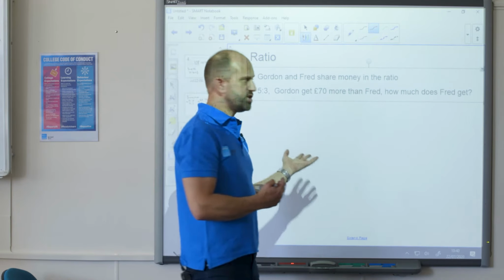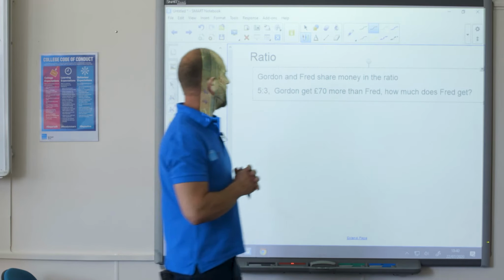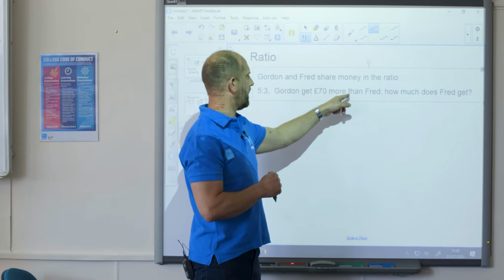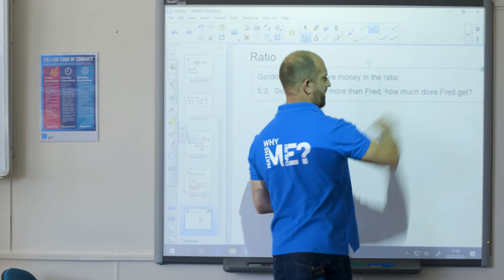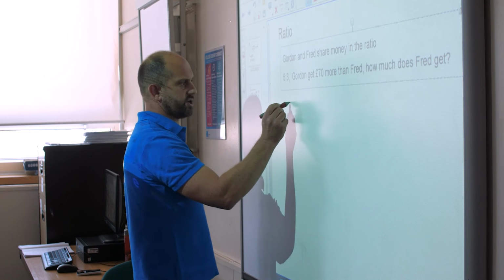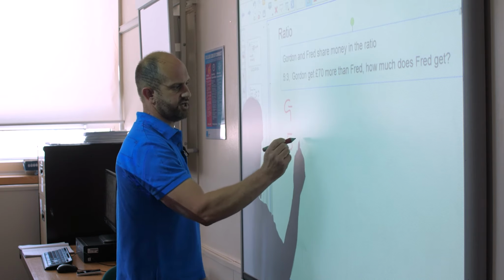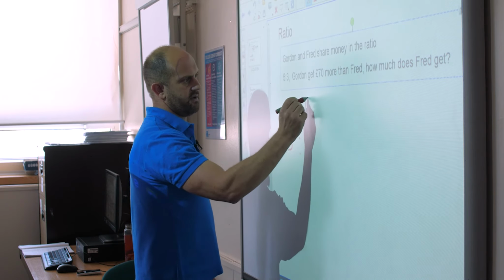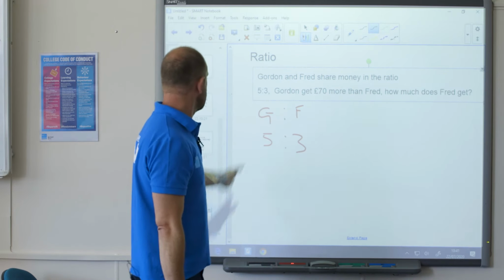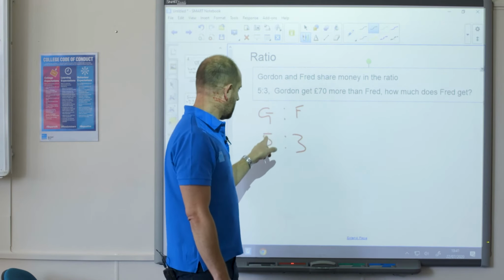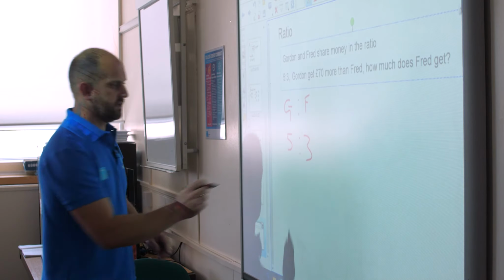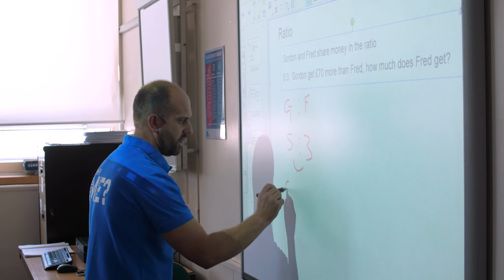Another example of ratio is Gordon and Fred share money in the ratio of 5 to 3. Gordon gets 70 more pounds than Fred. How much does Fred get? Okay, so first thing to work out then is Gordon, he gets 5 ratios. Fred, he gets 3 ratios. I know then that these 5 ratios are 70 pounds more than Fred's 3 ratios. So here then is where I start.